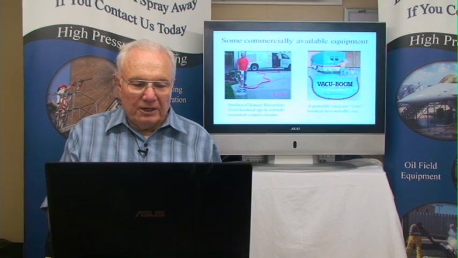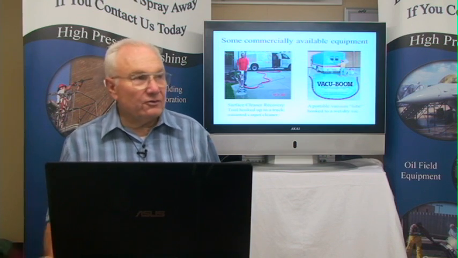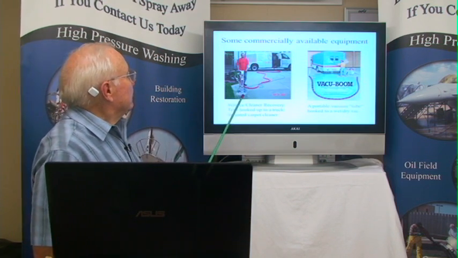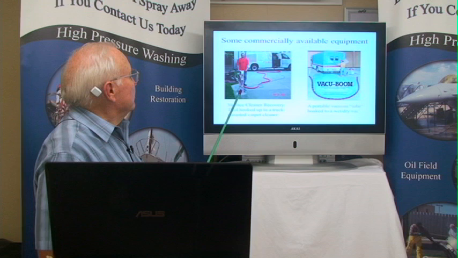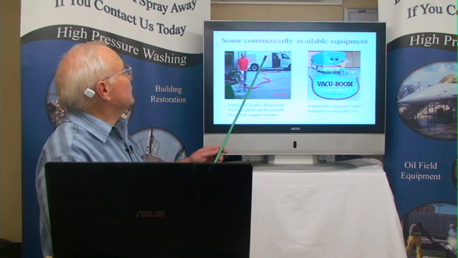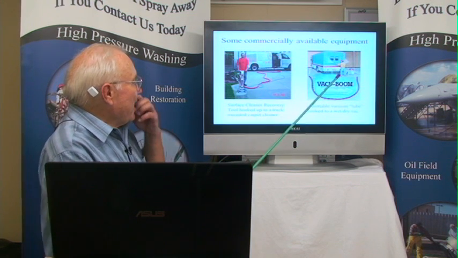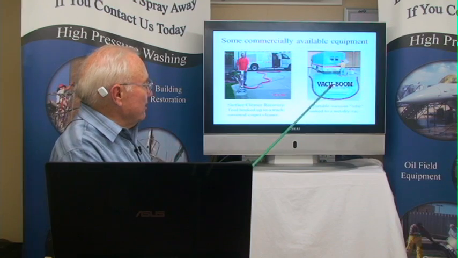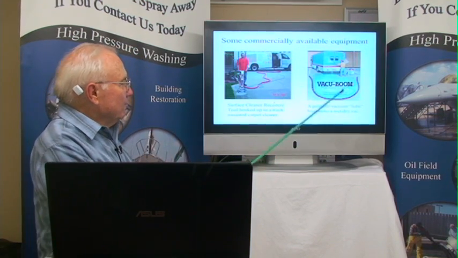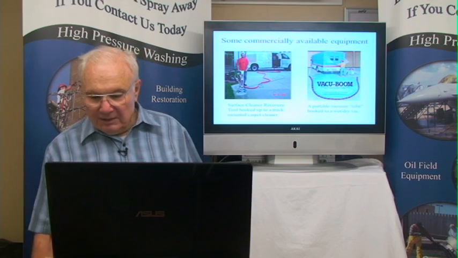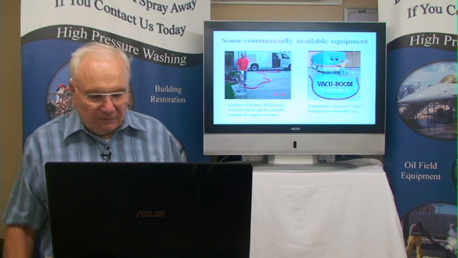Some commercially available equipment. This is a carpet cleaner. They took one of these surface recovery units, and he's cleaning with it. Of course, he's got a big carpet cleaning unit there, so it's easy for him to comply. This is a flyer from Vacuum on that thing, and that's available from many vendors.